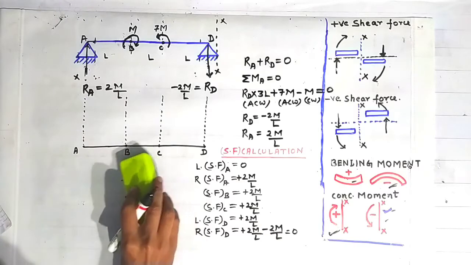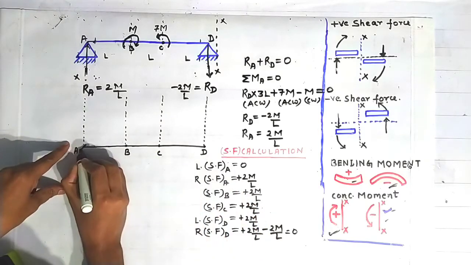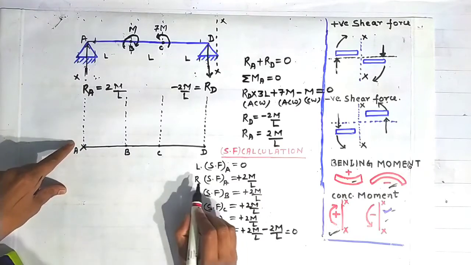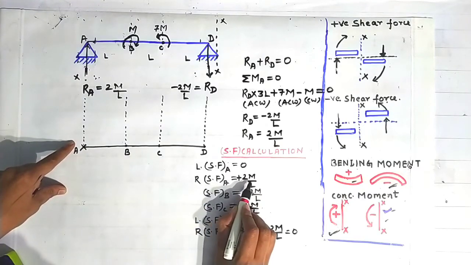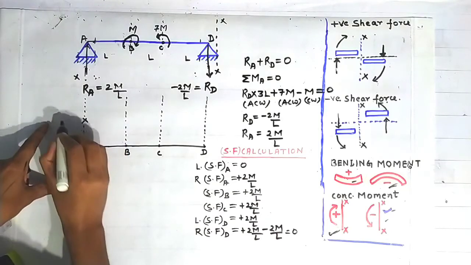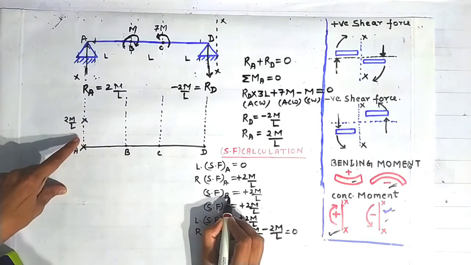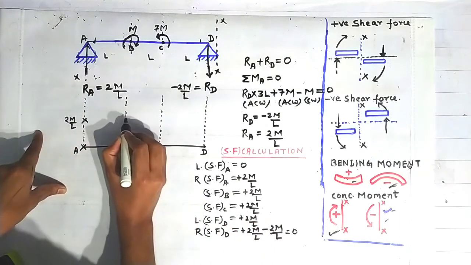Now I will draw the shear force diagram. Now at the point A, shear force is 0. So marking here 0. At the right side of the point A, the shear force is increasing to 2M/L. So 2M/L suppose lies here, and shear force at the point B is plus 2M/L.